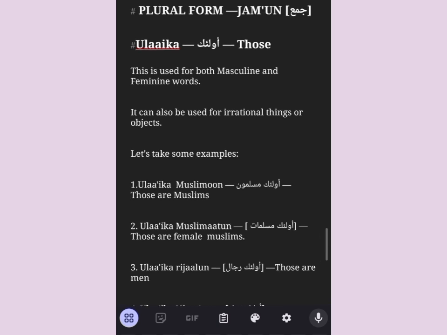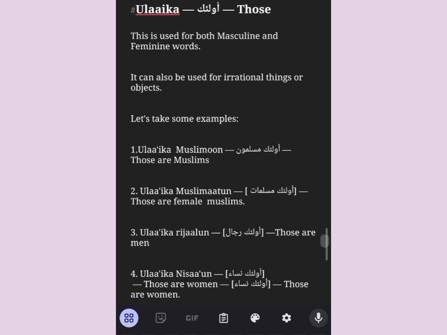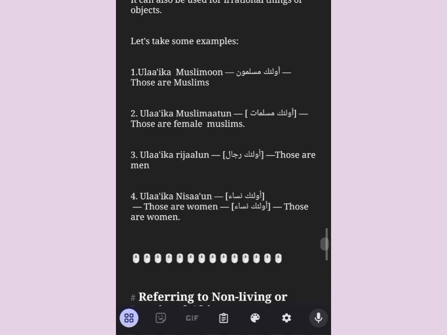Now let's look at some examples here. Ulaika muslimun. Those are Muslims. Ulaika muslimat. Those are female Muslims. Ulaika rijal. Those are men. Ulaika nisa. Those are women. So that's what we have there.